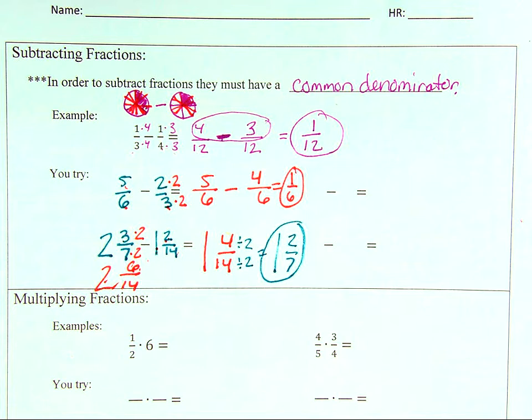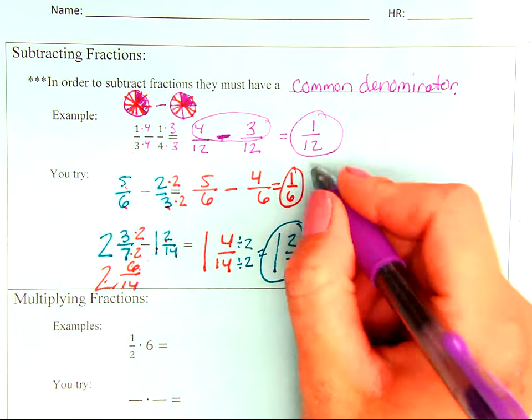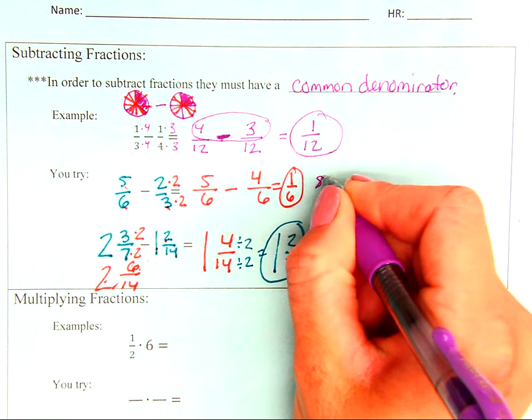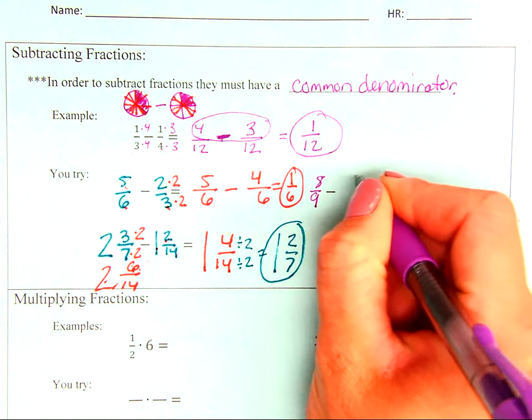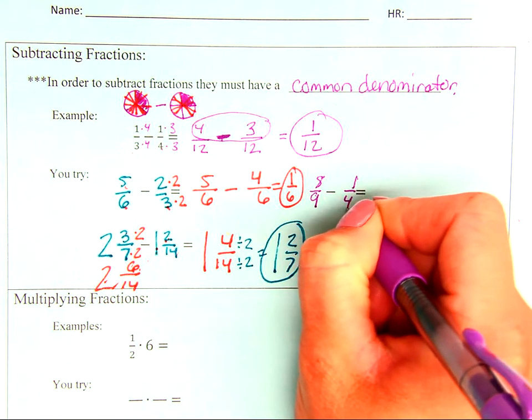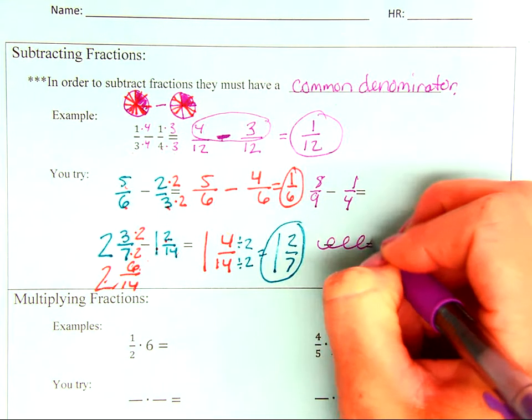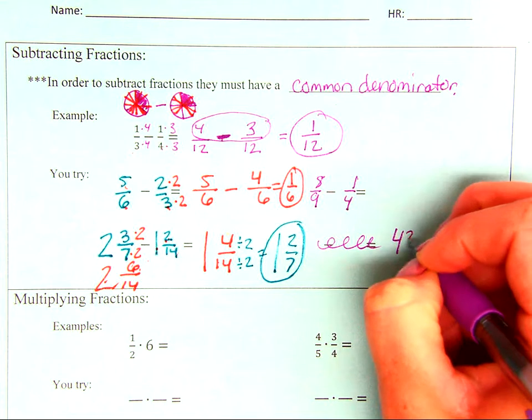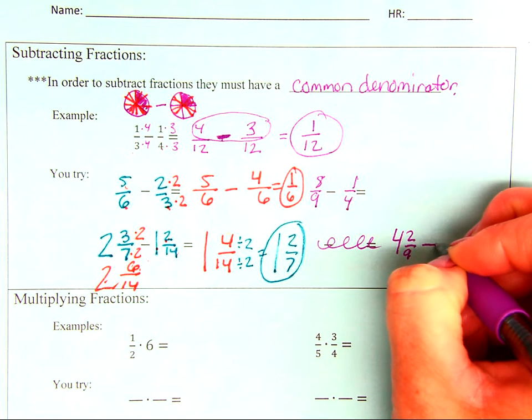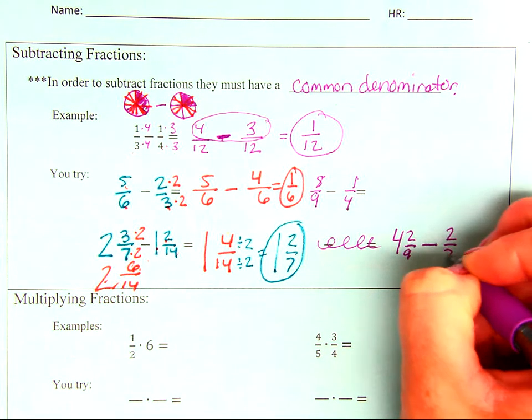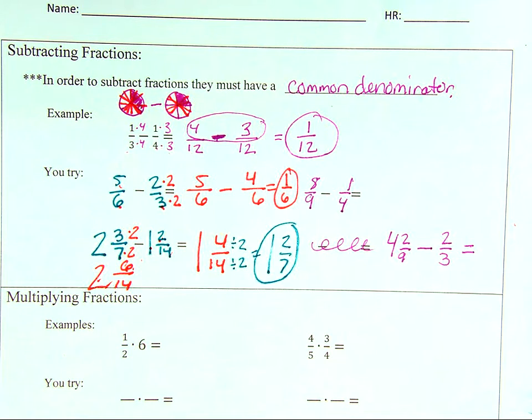All right, last 2 practice problems in the video, and then we can start working on our homework. 8/9 subtract 1/4. Okay, I'm going to write this one over here. 4 and 2/9 subtract 2/3. So pause the video. Give those a try.